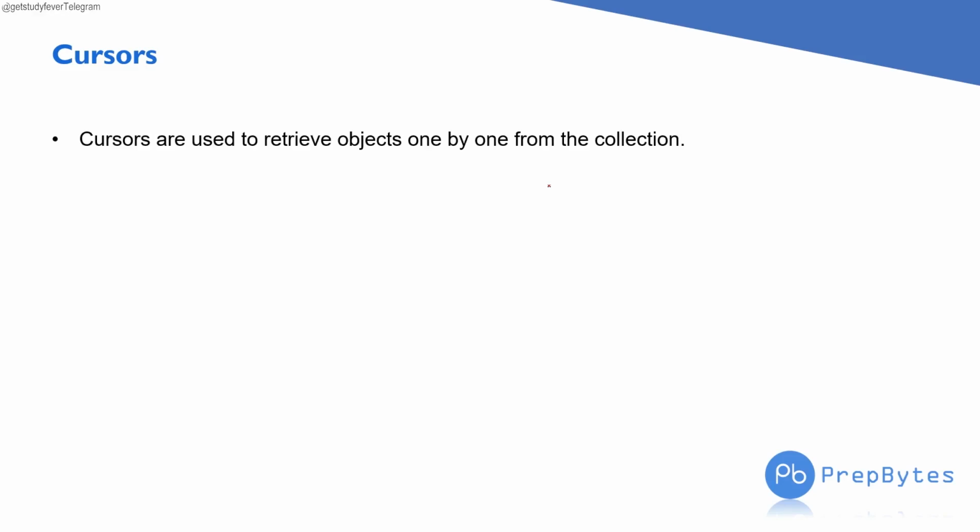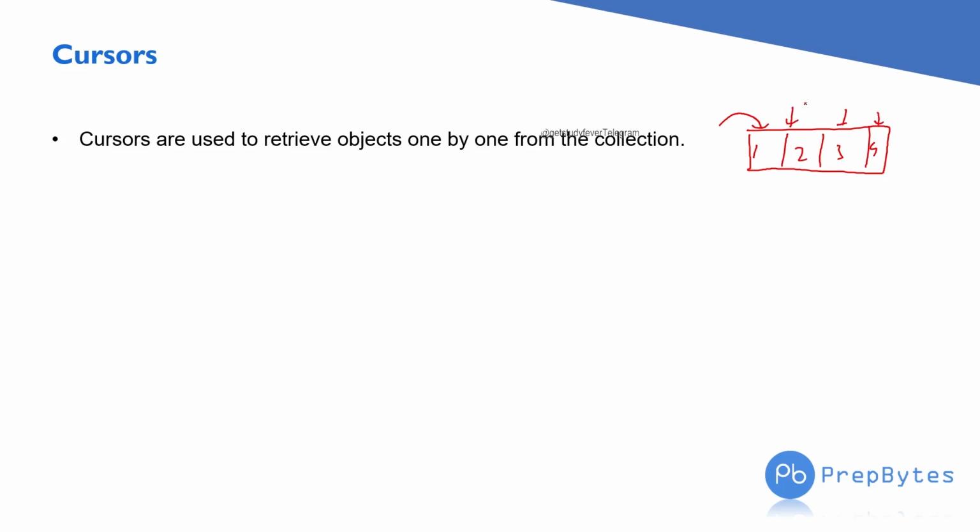So before moving to set interface, we will see a topic named cursors. Cursors are used to retrieve objects one by one from the collection. I have explained this line before also. If this is my collection and I want to retrieve one object at a time, then we will use cursors. We will first retrieve this object, then this, then this and this. So one at a time, when we want to retrieve objects from a collection, at that moment we will use cursors.